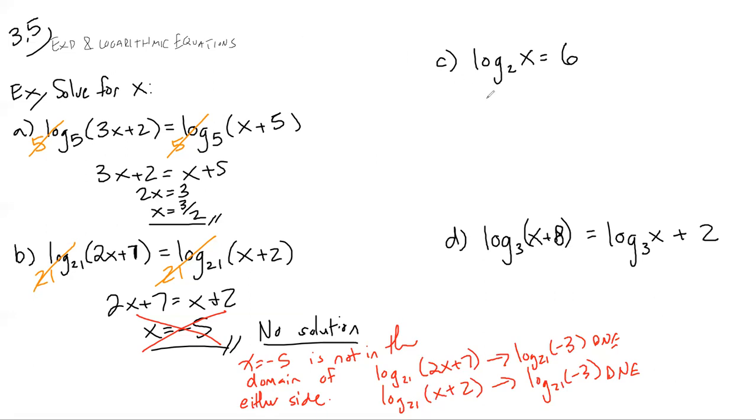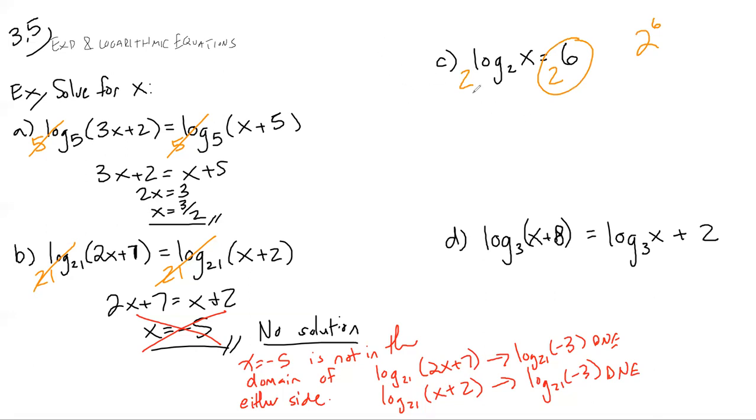The next one, log base 2 of x equals 6. In this case, we don't have a log on both sides, but we can do the same trick. Just take 2 to the left and 2 to the right. You do have to remember that this is 2 to the power of 6. So it's not 2 times 6, and it's not 6 to the power of 2. It's 2 to the power of 6.